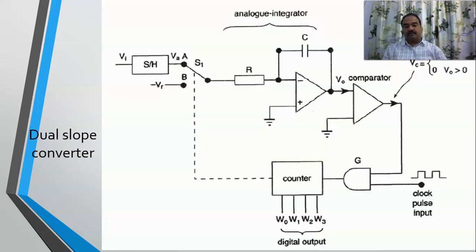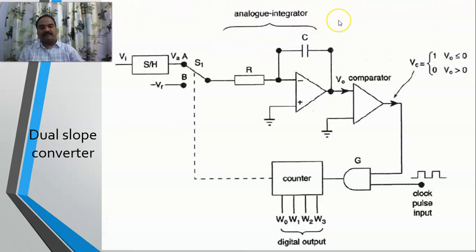Now, let's see this diagram. I hope you do understand this one. If you carefully see, this is an analog integrator. This is your input which you are giving. With the help of a sample and hold circuit, you will be giving your input voltage. This is your analog input, and this is your reference voltage, which is given at B.